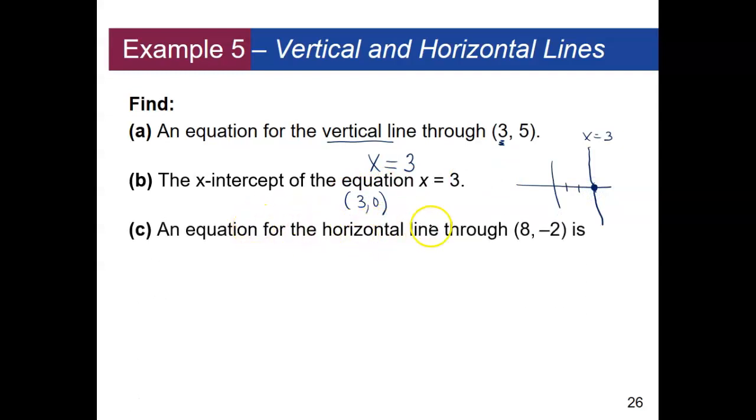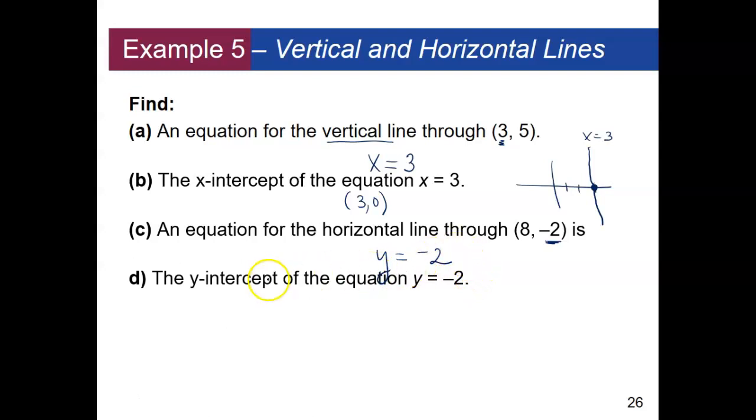Okay, if we want the equation for a horizontal line through this given point, we know horizontal lines are y equals, and we want to use the y coordinate, so y = -2. And finally, if we have the y-intercept of the equation y = -2, it is going to end up being (0, -2). If you were to sketch this out, we have this line here at -2. Then our y-intercept is here at the point (0, -2).